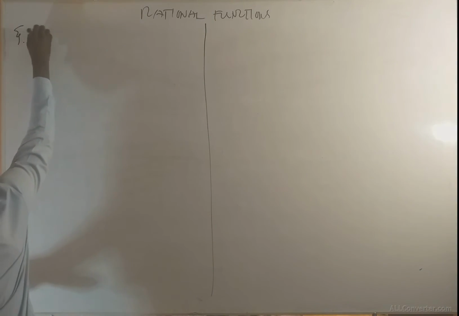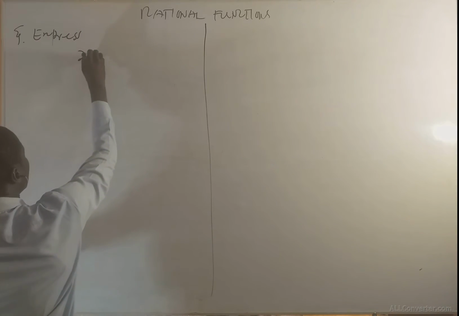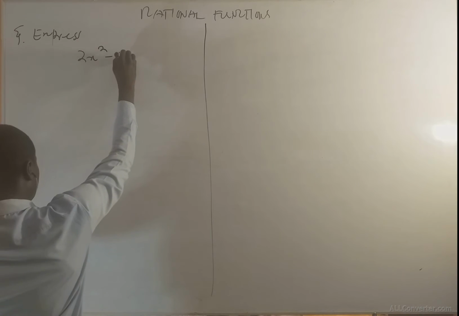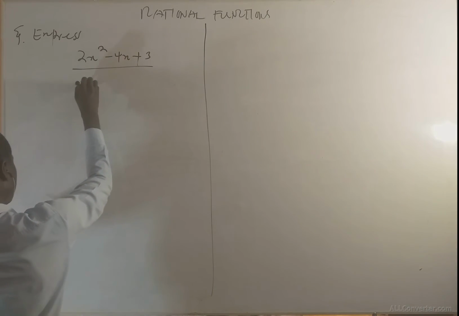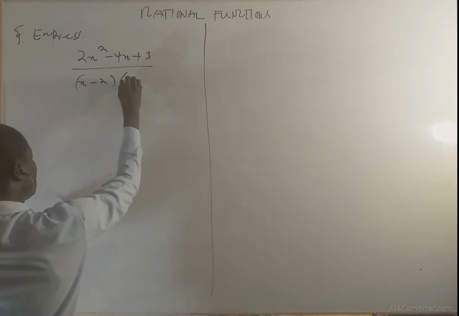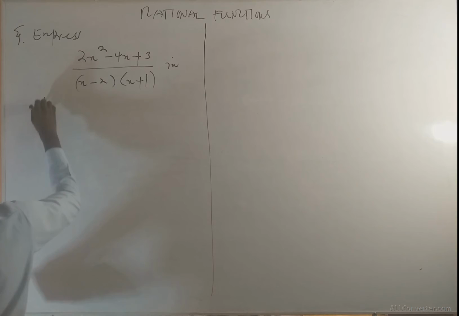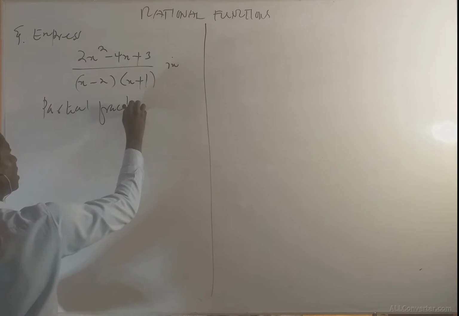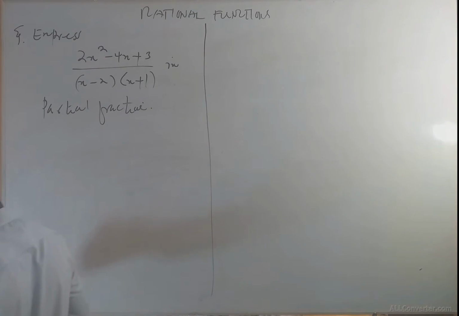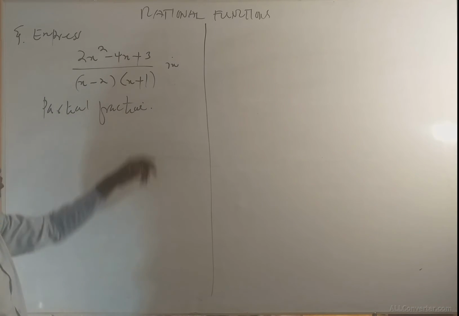Now, assuming we are given to express 2x squared minus 4x plus 3 all divided by x minus 2, then we have x plus 1, in partial fraction. Okay, so now this is the problem we are given, and we are asked to express 2x squared minus 4x plus 3 all by x minus 2, x plus 1 in partial fraction.